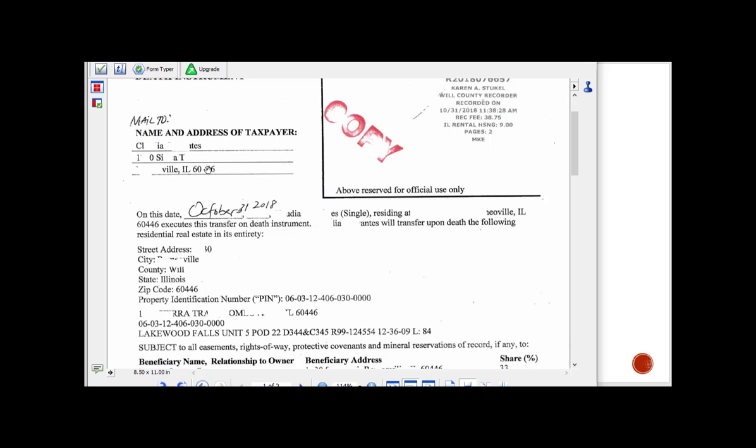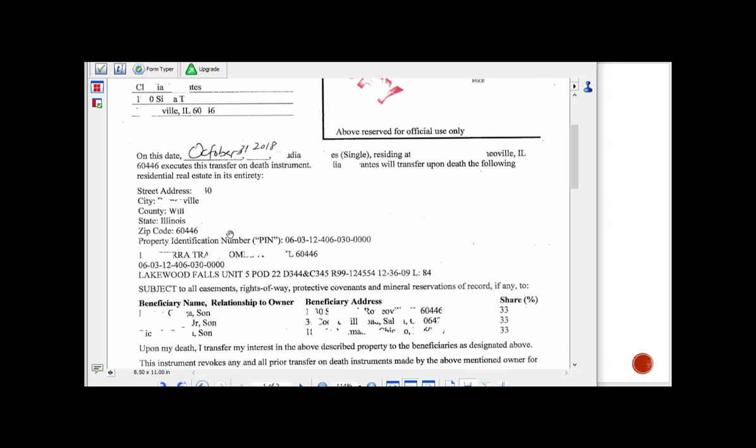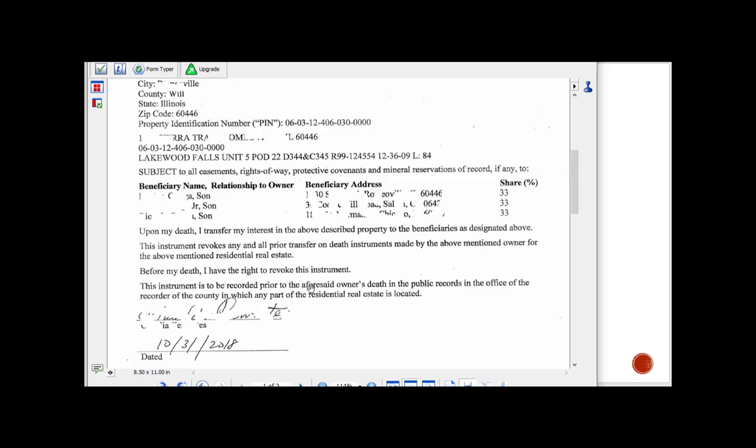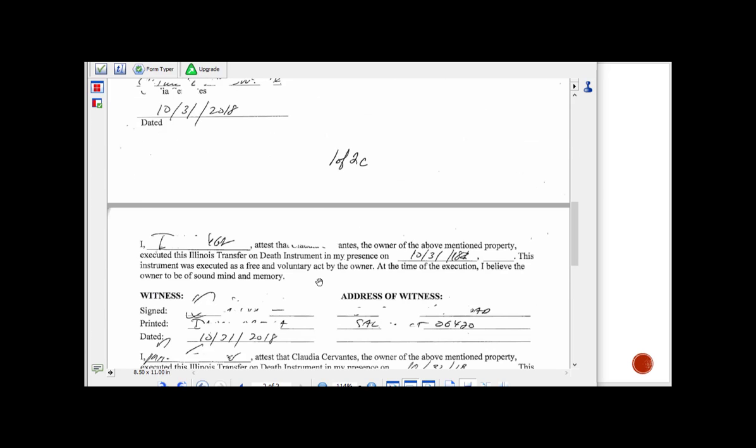It basically has your name and address as the taxpayer, and a description of the property. It also has a legal description of it, and it also has the beneficiary's name and the percentage share to whom it would go. In this case, it was a third. And it says, before my death, I have the right to revoke this instrument. So this just gives you an example of what it would look like.